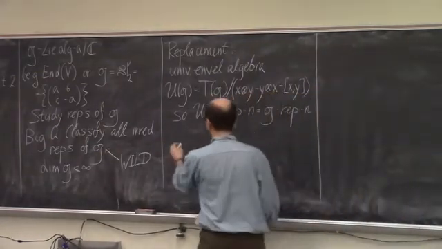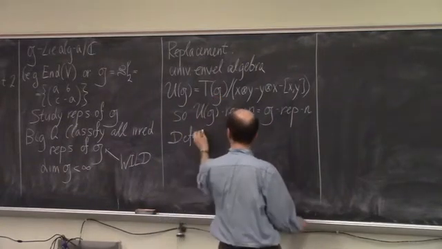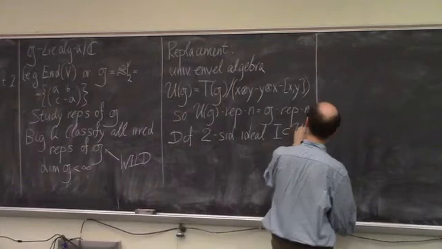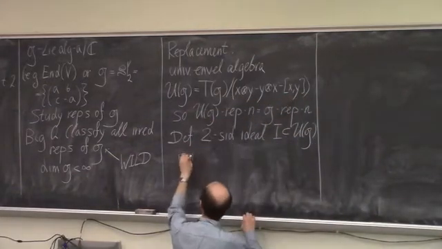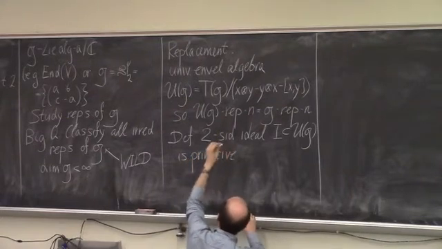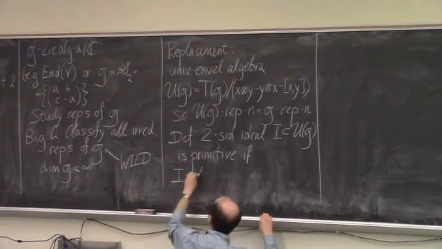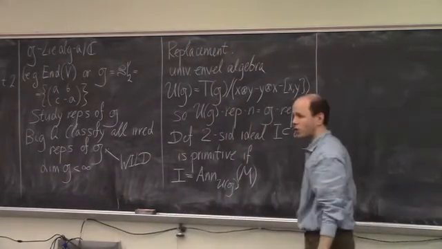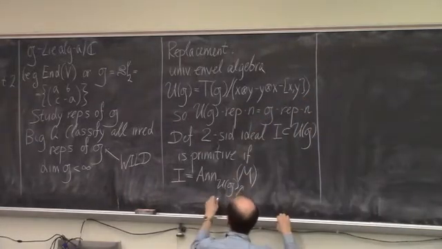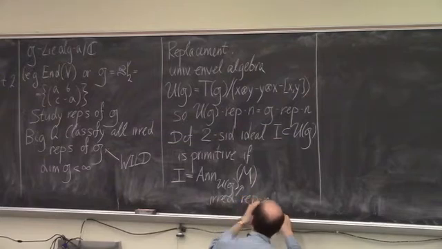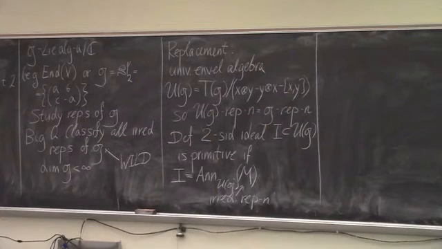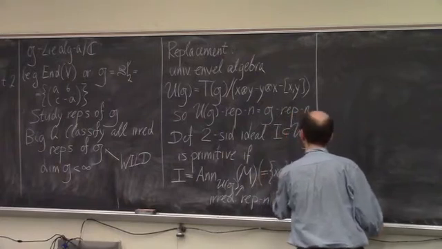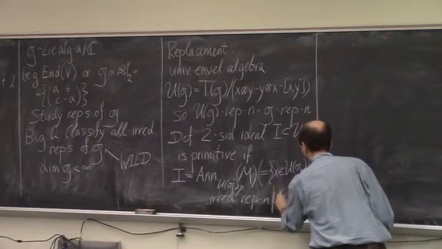Now I'm ready to give the main definition of this first part. So a two-sided ideal I in U of g is primitive if I is the annihilator in U of g of some irreducible representation M, where annihilator means all elements acting by zero. You can say the kernel if you want. So this is all elements X in U of g such that X acts on M by zero.